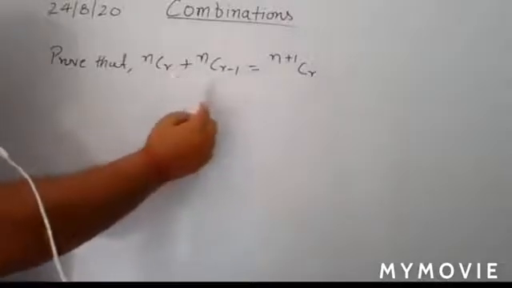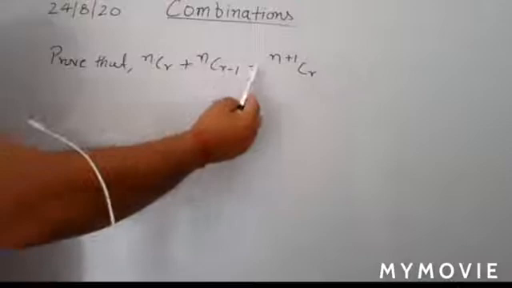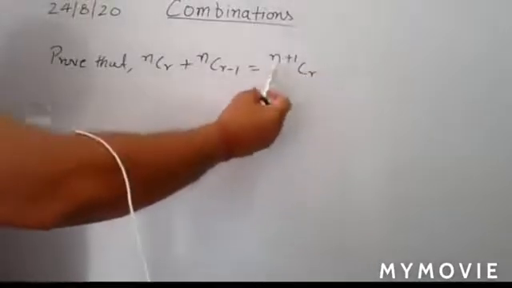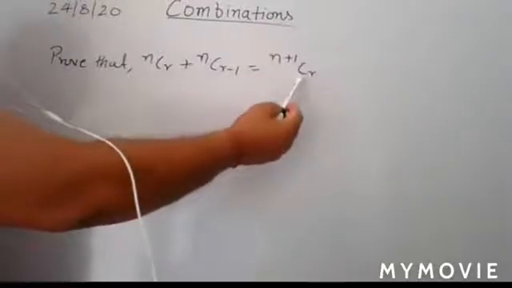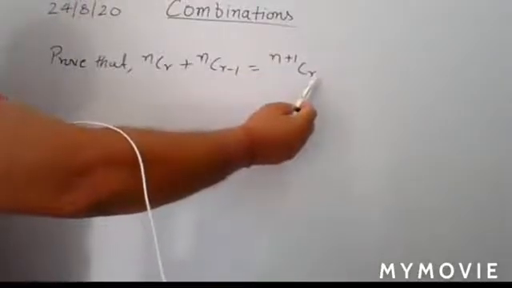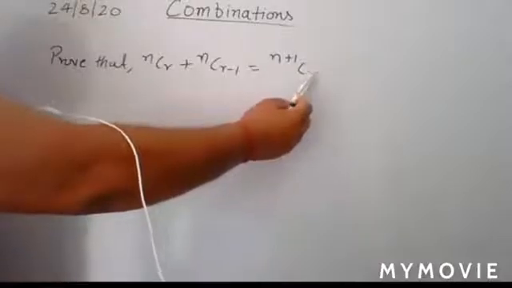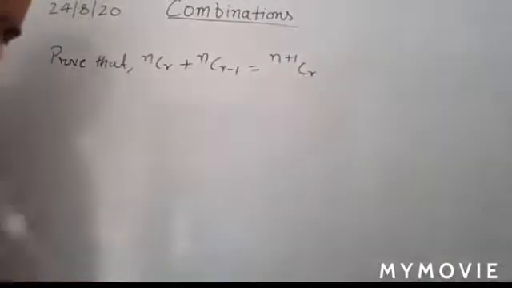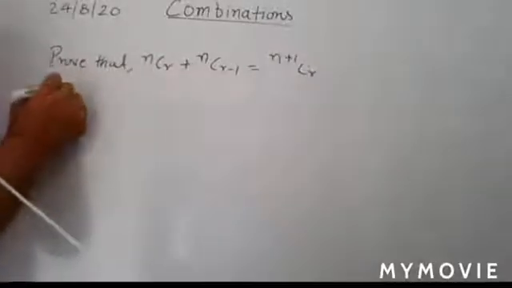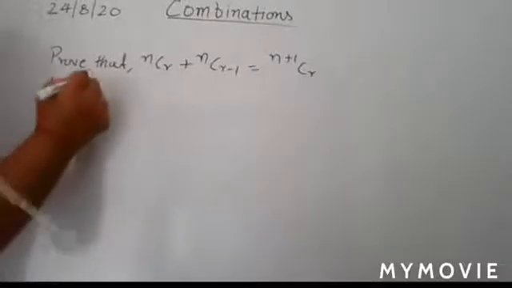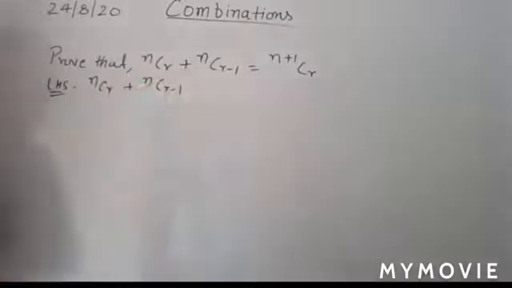If you have this type of result, it can be written as (n plus 1)Cr. Here n, the number of objects, is increased by 1, and here you write the lesser value of r, meaning the greater value of r. So (n plus 1)Cr is that result. Just try to prove it. Here you take the left side, nCr plus nC(r minus 1). Now apply the formula for that.